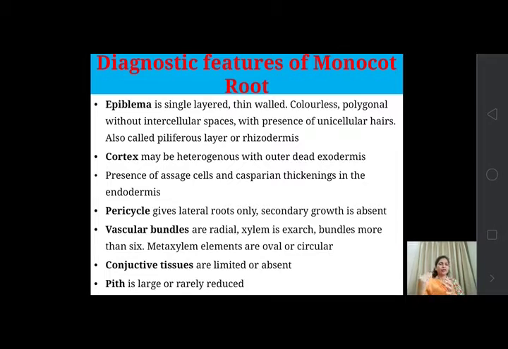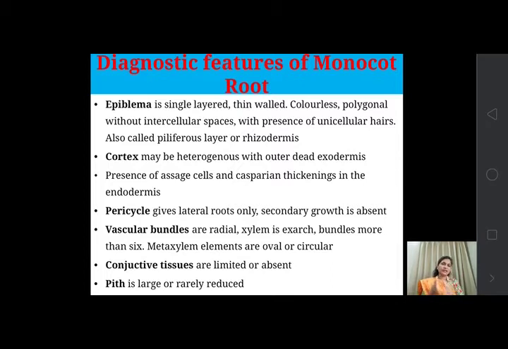Endodermis shows the radial thickenings, that is known as the Casparian thickenings, and along with that there is a presence of some thin walled cells, known as the passage cells, which allow the movement of water. Then pericycle, which gives the lateral roots only, and the secondary growth is absent. Then vascular bundles are radial and closed type because there is no secondary growth.